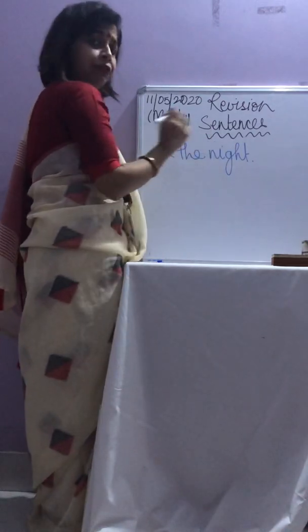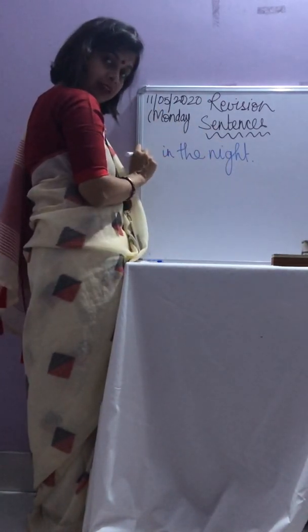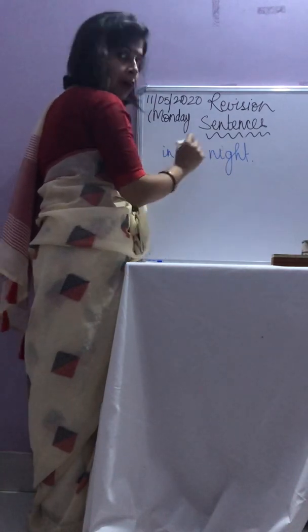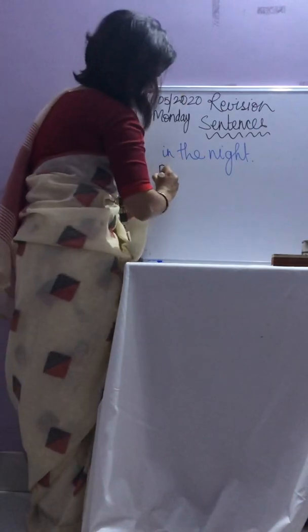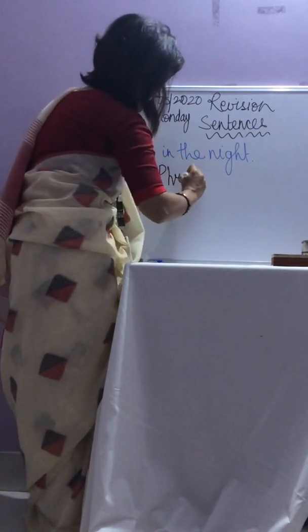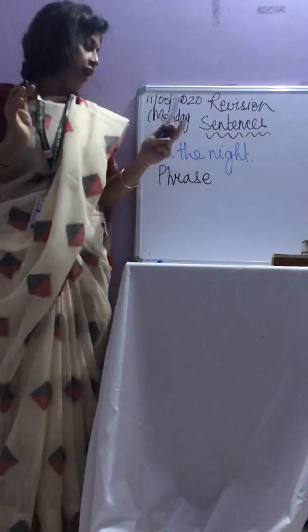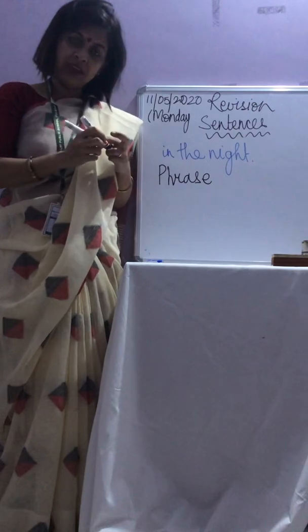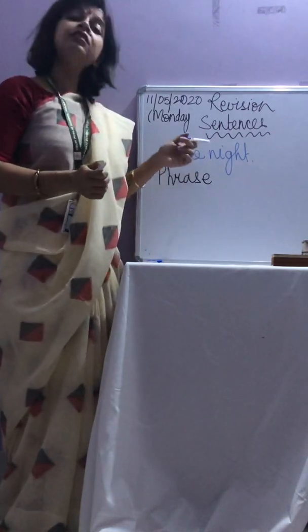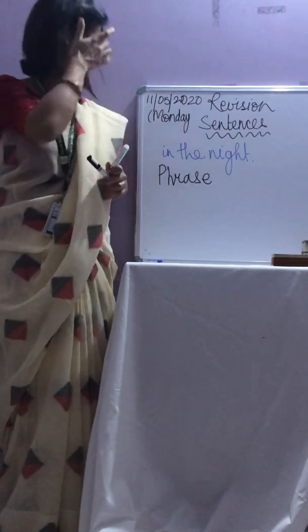Now, this is a phrase. Why? Because it is not complete and it doesn't have a beginning, isn't it? But it makes partial sense. So, this is called a phrase. So, you know the difference between a sentence and a phrase. A sentence is a group of words which makes a complete sense, and a phrase is a group of words which makes partial sense. Alright?